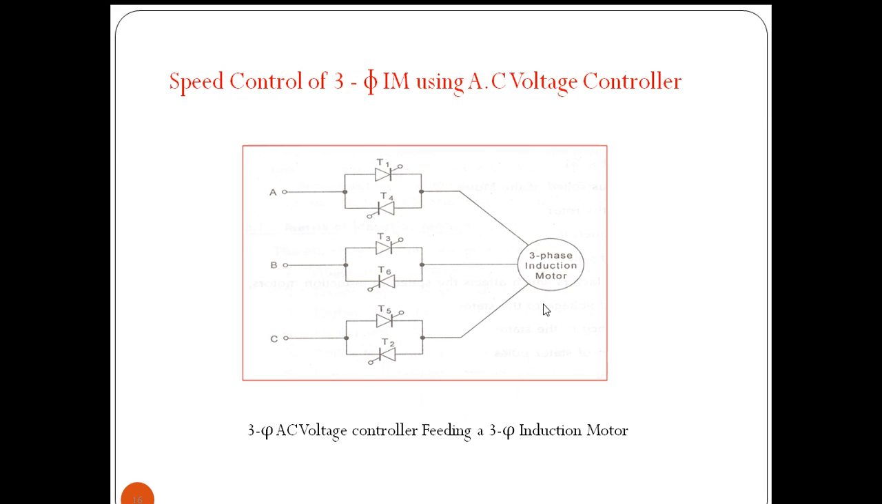We will control the speed of induction motor by properly switching the thyristors. The sequence we are following is 6 1, 1 2, 2 3, 3 4, 4 5, 5 6. So accordingly we will be switching the thyristors, and we will get the proper operation of the AC voltage controller. The above figure shows the speed control of three-phase induction motor by using three-phase AC voltage controller.